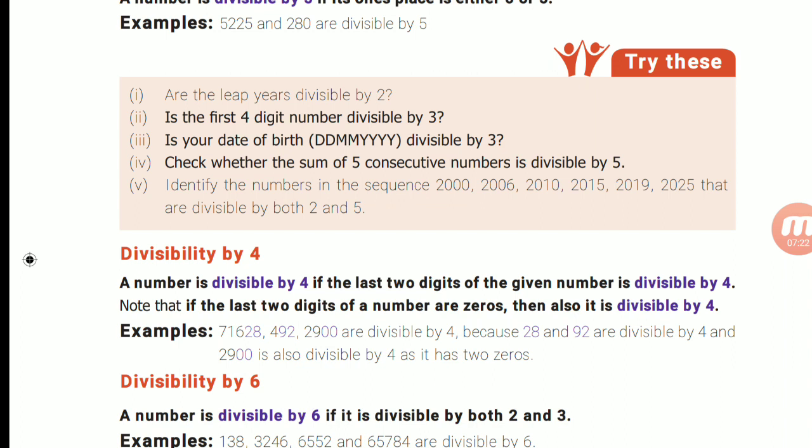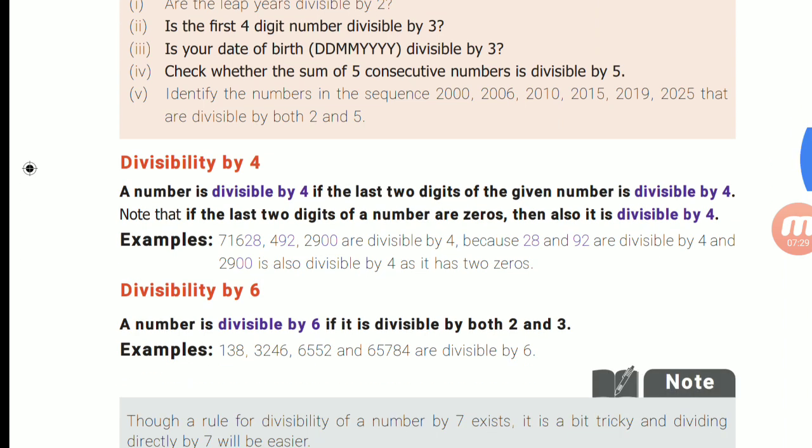Okay, let's see the example. 2,900, the last 2 digits are 0, so it is also divisible by 4.